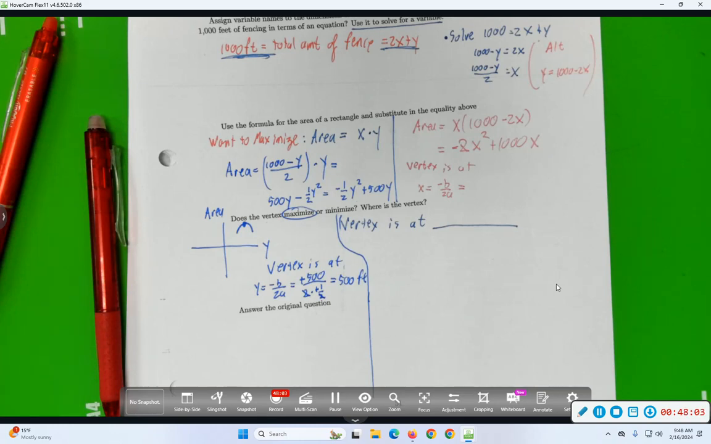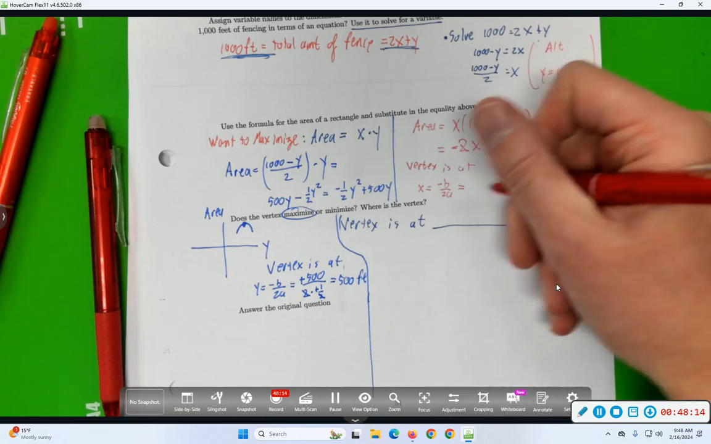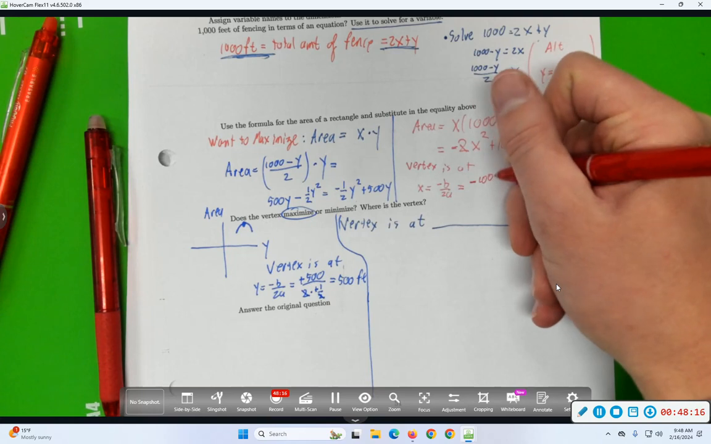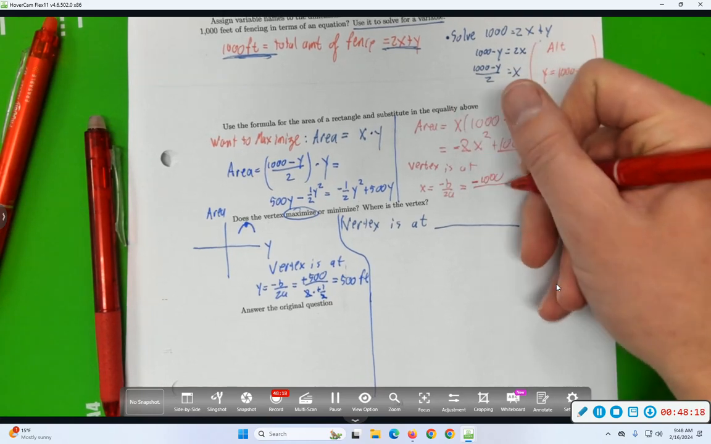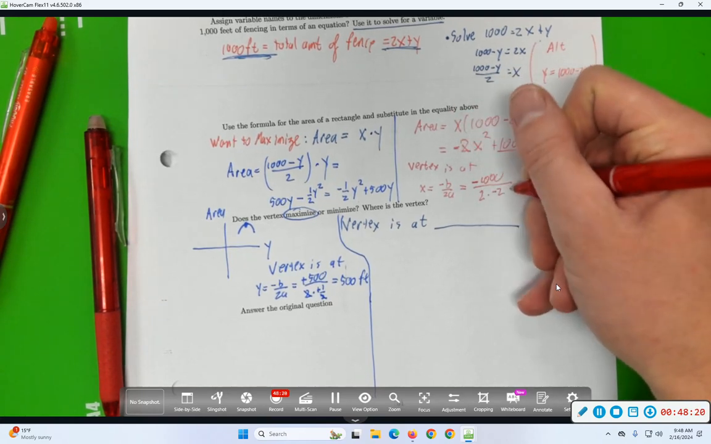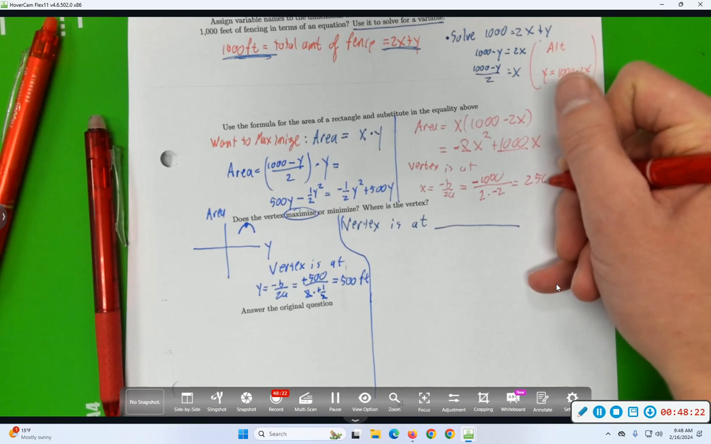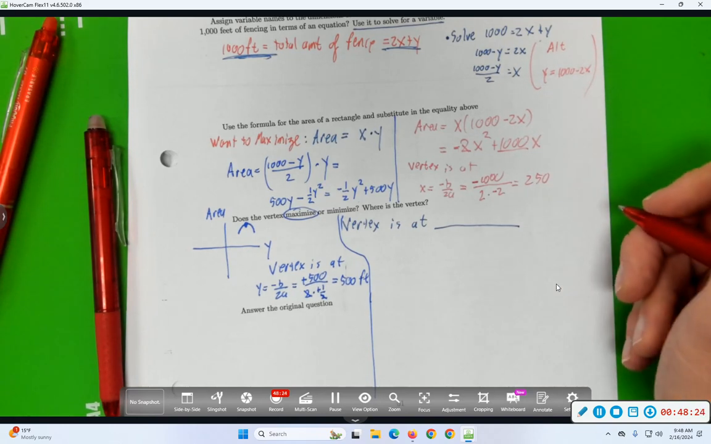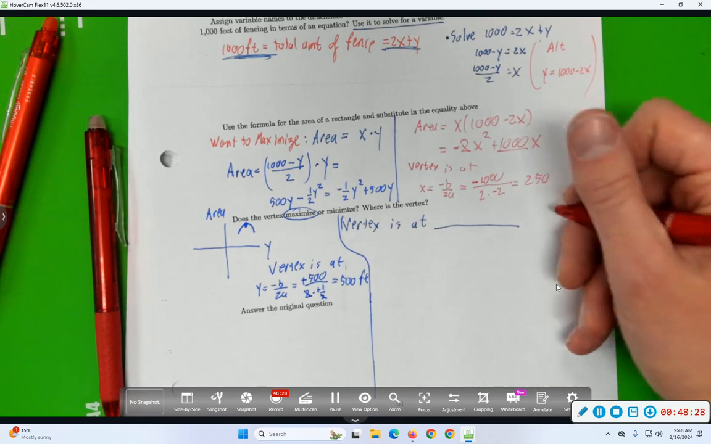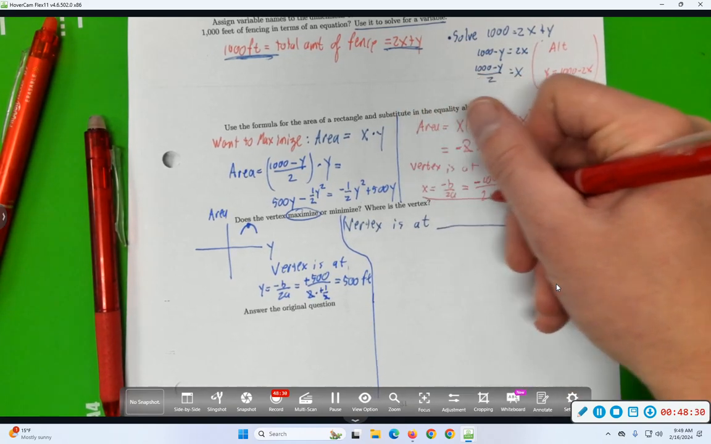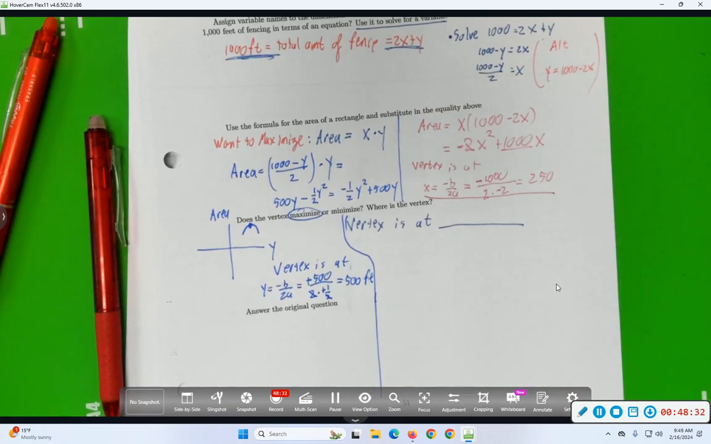Cool. So if you use the vertex formula now, what do you get for the x value? Well, it'll be negative b over 2a, right? So negative 1,000, because that's b, over 2 times negative 2. Is that 250? Does that agree with what other people got? Cool. So the vertex is at x equals 250.